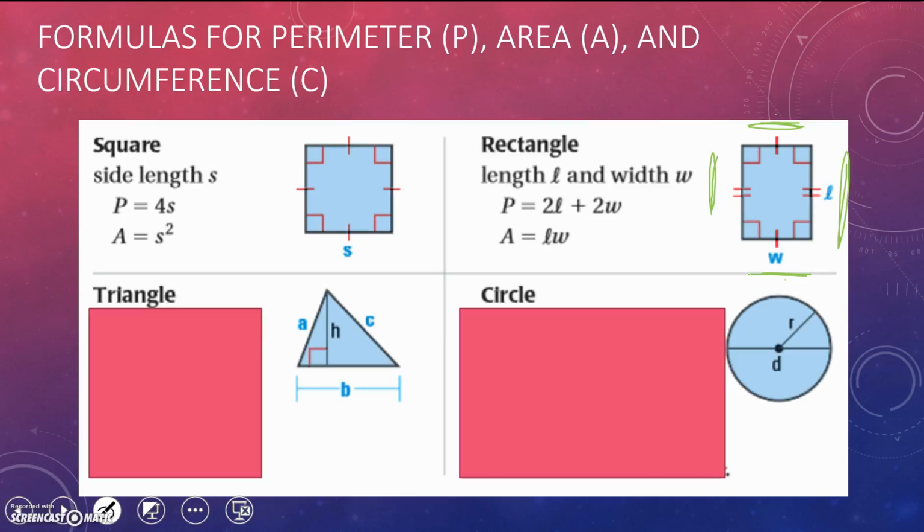Could we just add up all the sides? Yes, we can. This is just a way to make things shorter. Now to find the area, or the space in between here, we're going to multiply length times the width.